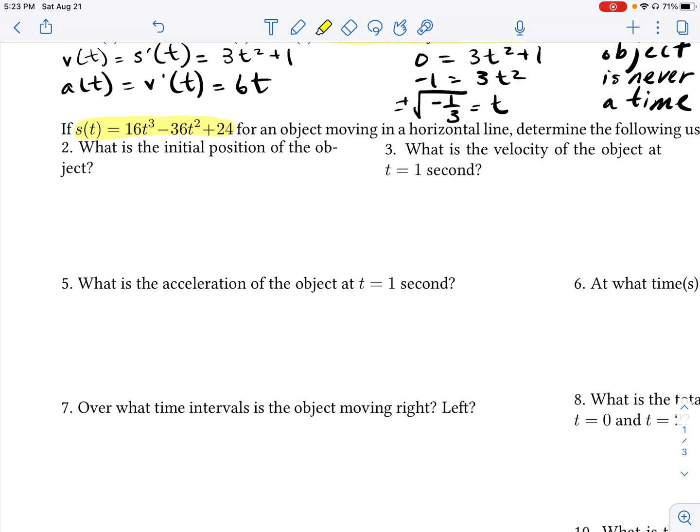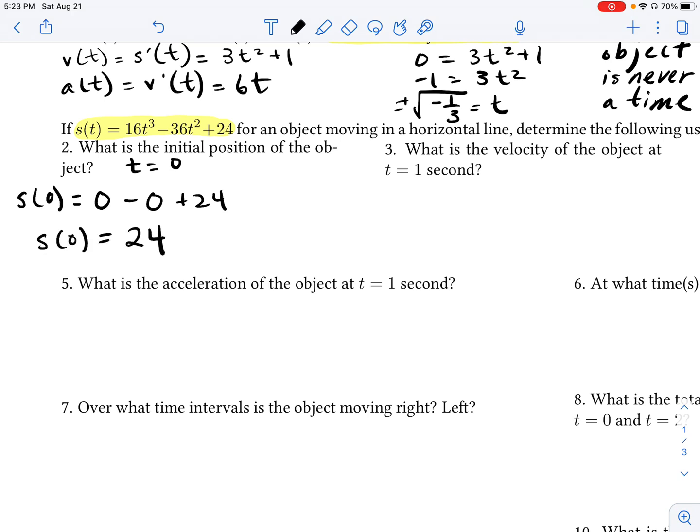Well, the initial position, again, is when t is equal to 0. So let's evaluate the position function at 0. So s of 0 is going to be, if I evaluate this function here that's highlighted at 0, 16 times 0 is 0, minus 36 times 0 is 0, plus 24. So s of 0 is equal to 24.